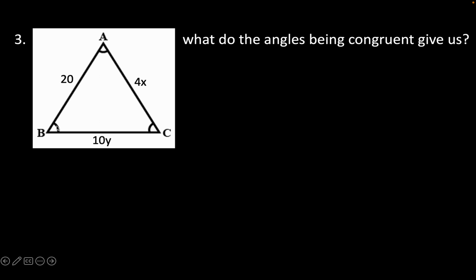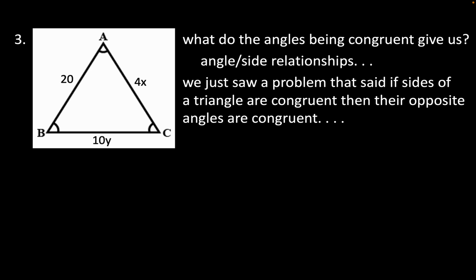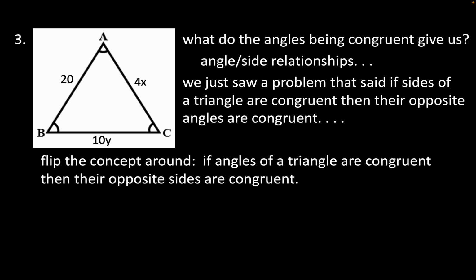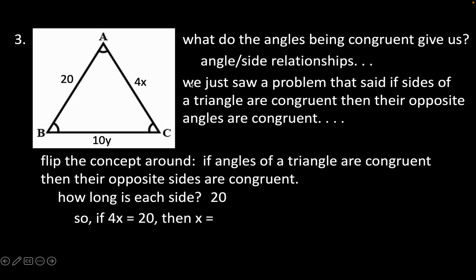Number 3 is another one that people missed a lot, because of your angle-side relationships. As we just saw, if a problem has the sides of a triangle congruent, then the opposite angles are congruent. Well, in this case, it flips around. If the angles of a triangle are congruent, then the sides across from those angles are also congruent, which means all these sides are 20. Once you see a number and you know all the sides are congruent, you know that everything's 20. So if 4x is 20, because it says it's 20, then x has to be 5.